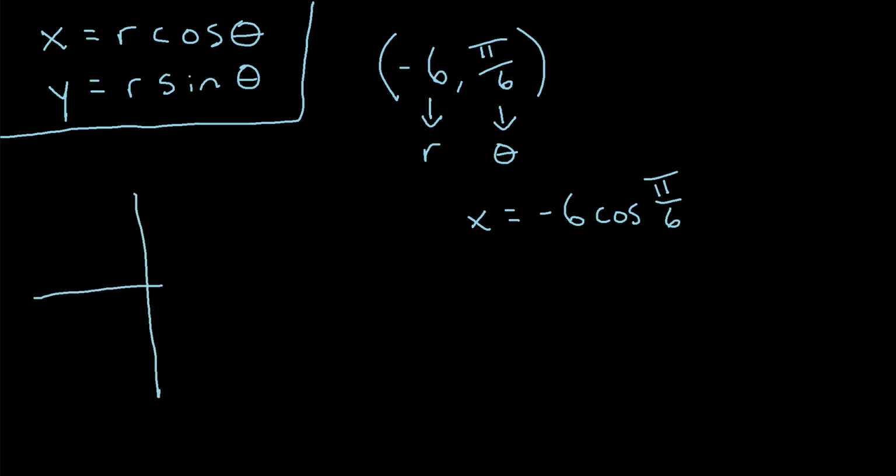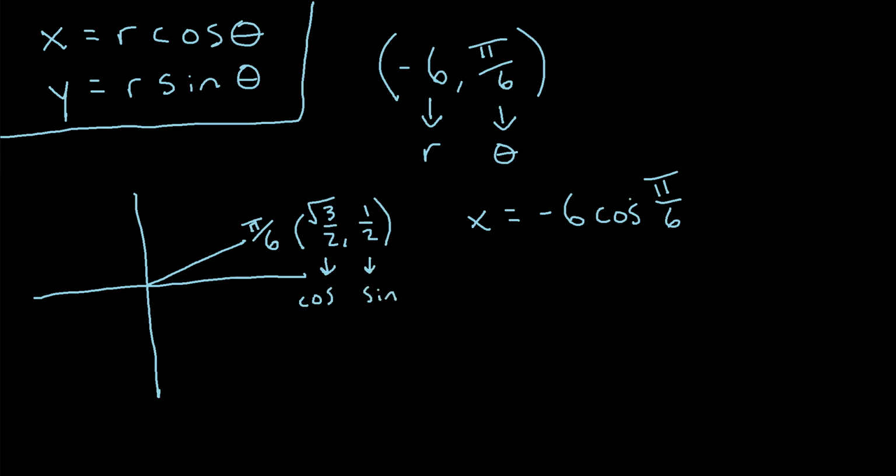So what is the cosine of pi over 6? Well, once again, if you think about your unit circle, an angle of pi over 6 has the coordinates square root 3 over 2, comma 1/2, where root 3 over 2 corresponds to cosine and 1/2 corresponds to sine. So the cosine of pi over 6 is square root of 3 over 2. So we can say x is equal to negative 6 times root 3 over 2. Now when we multiply these, the negative 6 becomes a negative 3, and the 2 reduces to a 1. So we're left with negative 3 root 3.